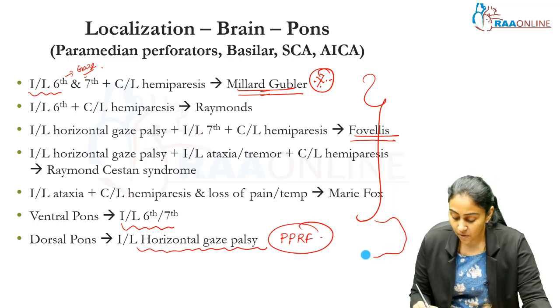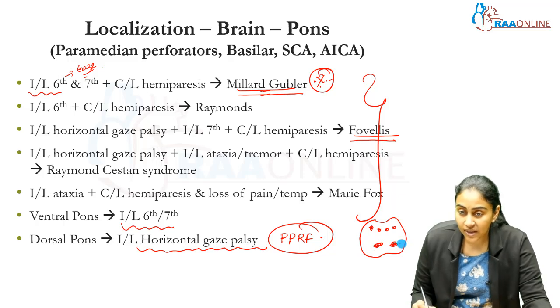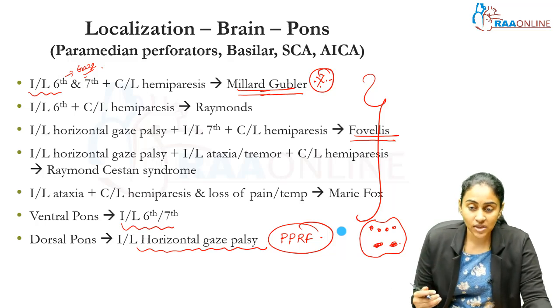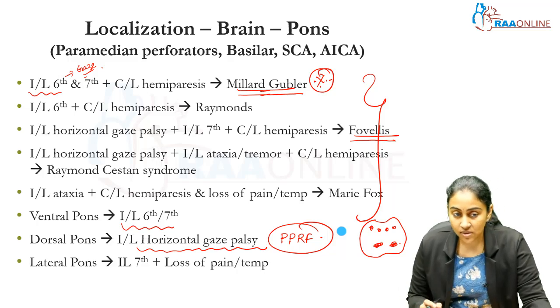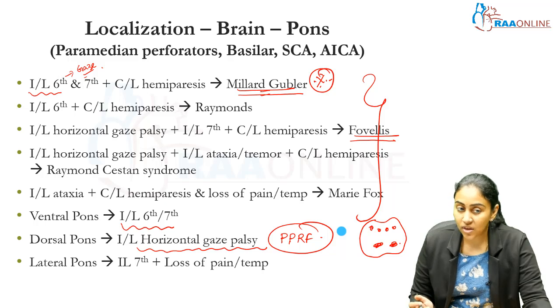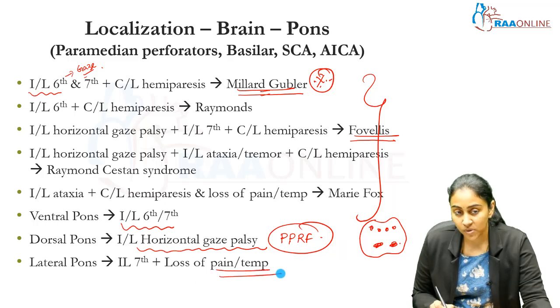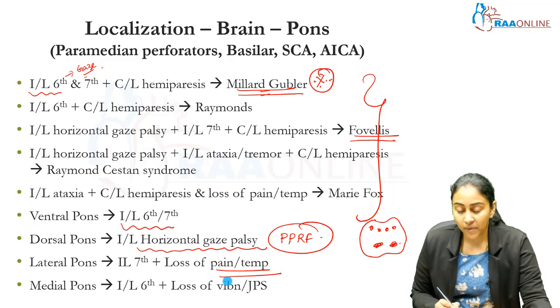So, if you look at the pons, you will find that ventrally you have the 6th and 7th nerve nucleus and dorsally you have the PPRF. So, whenever you have horizontal gaze palsy, instead of cranial nerve deficits, that is going to point towards a dorsal pons involvement. Whenever you have 6th or 7th nerve involvement, that is going to point towards a ventral pons involvement. Now, lateral pons versus medial pons, one important clue as we saw earlier, whenever you have lateral spinothalamic tract involvement, it is lateral pons. Whenever you have medial lemniscal sensations impairment, that is going to be your medial pons. But in addition to that, here the cranial nerves themselves are also going to help.